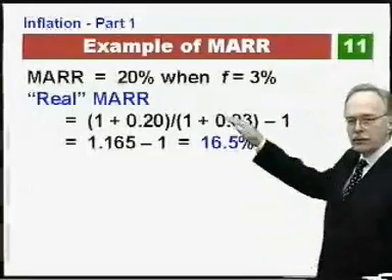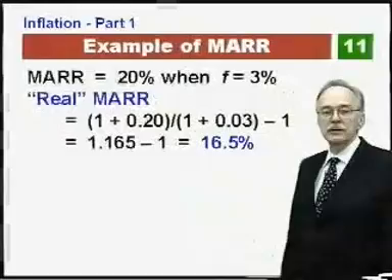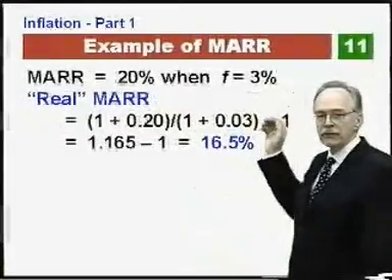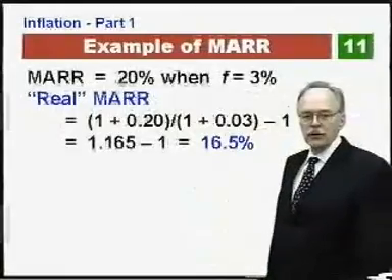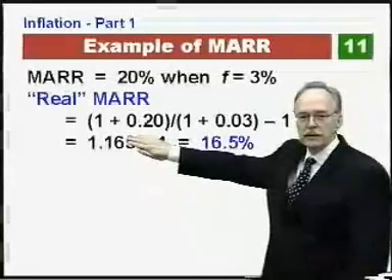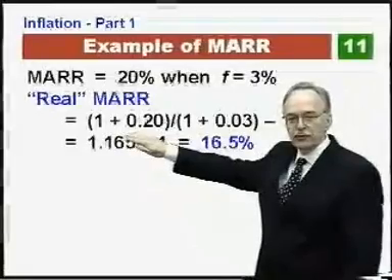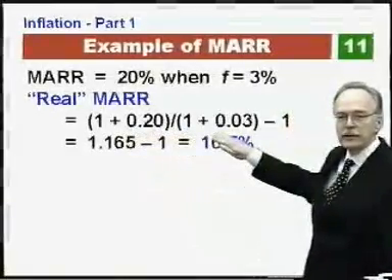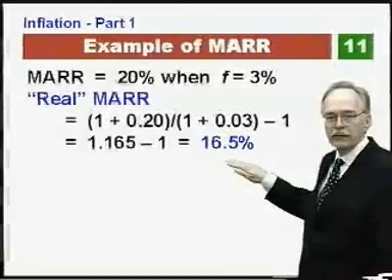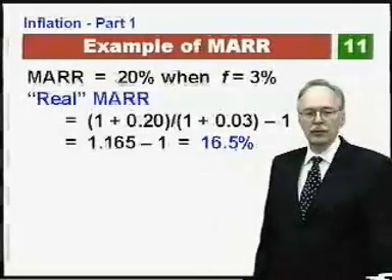Let's have another example. Let's say the minimum attractive rate of return is 20%. The company has decided that this is what they really want to earn on their investments when the economy has an inflation rate of 3%. Again, using the fundamental relationship, taking the 1 plus 20%, that's the market rate factor. Now we're talking about the minimum attractive rate of return. Divide that by the inflation factor, 1 plus 3%, subtract the 1, and then we get 16.5%, the percentage, for the real minimum attractive rate of return that this company might be using.